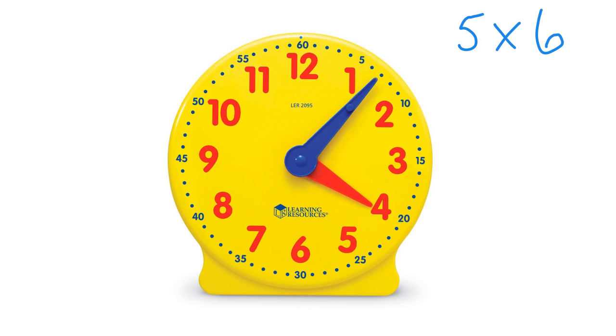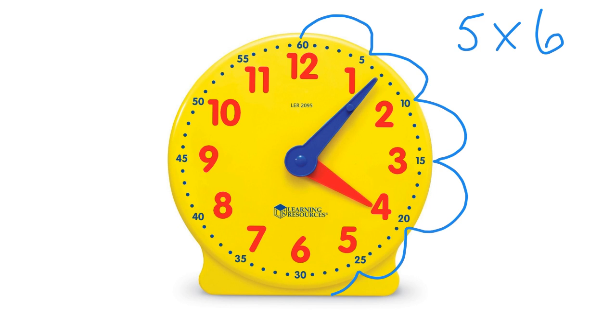So if I want to do times 6, I'm going to go to the 1, the 2, the 3, the 4, the 5, and the 6. So 5, 10, 15, 20, 25, and 30. And I know that when the long hand is at the 6, that means it's 30 minutes past. So right away, I know that 5 times 6 equals 30.